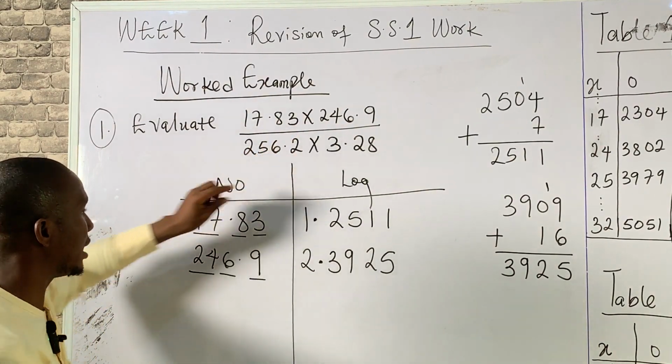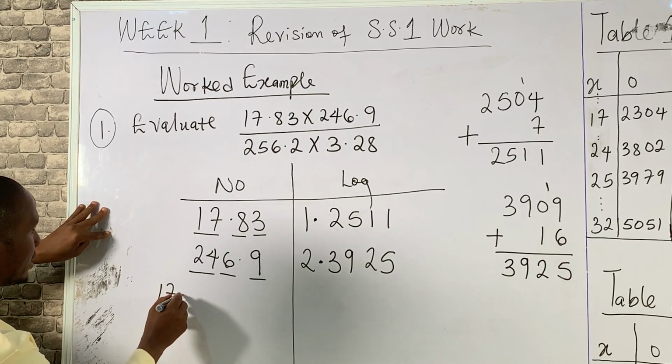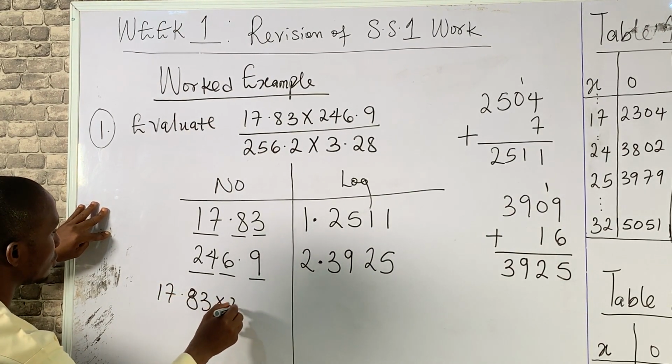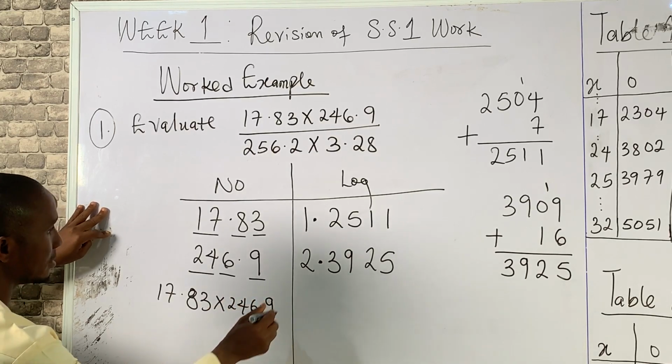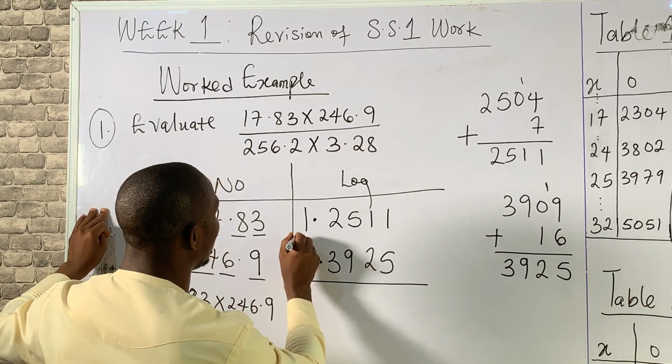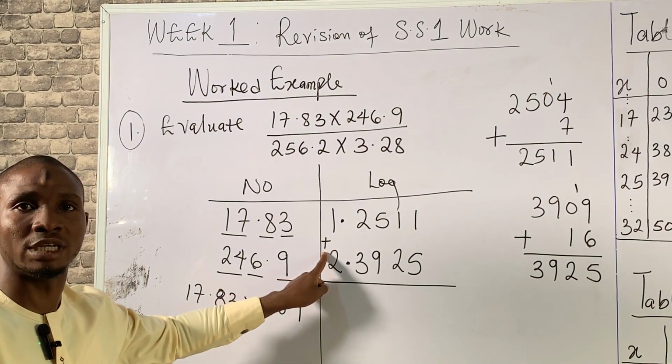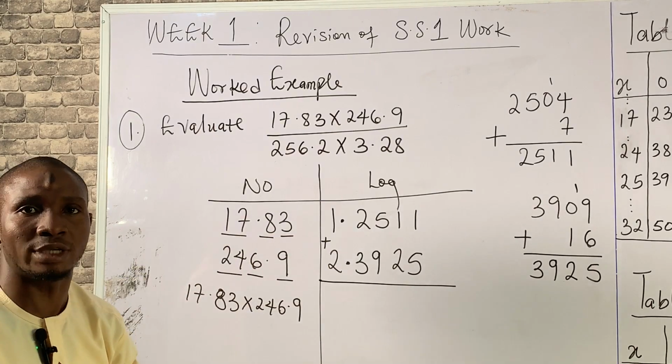Now, these two numbers were placed at the numerator. Between them is multiplication, that is 17.83 times 246.9, which means the addition. Multiplication means addition in logarithms. So we add these two numbers together.